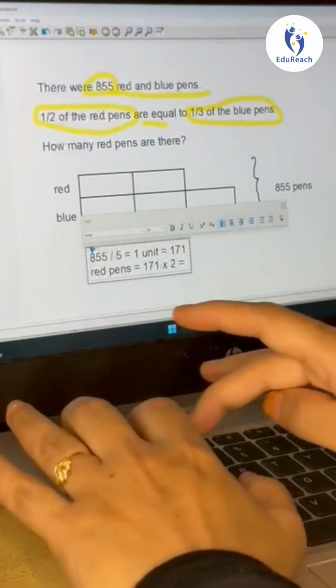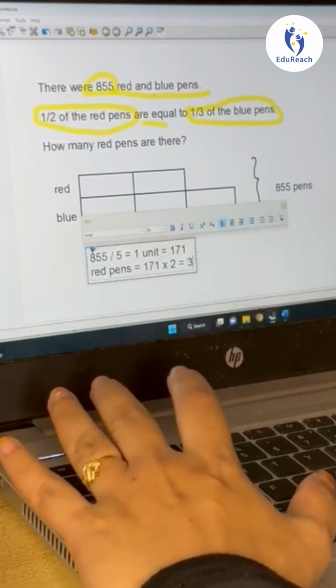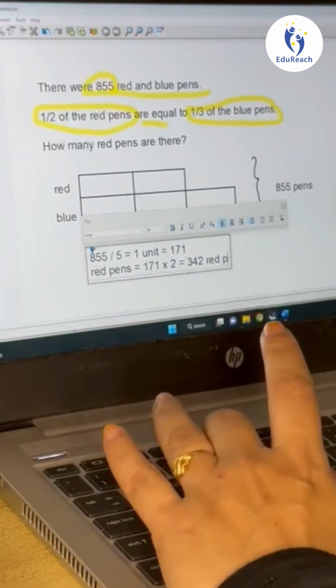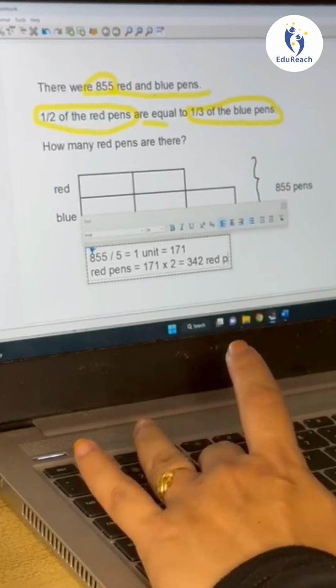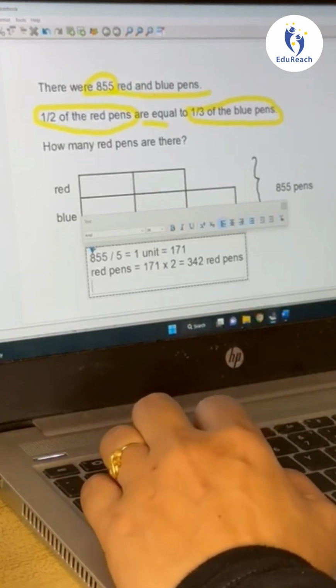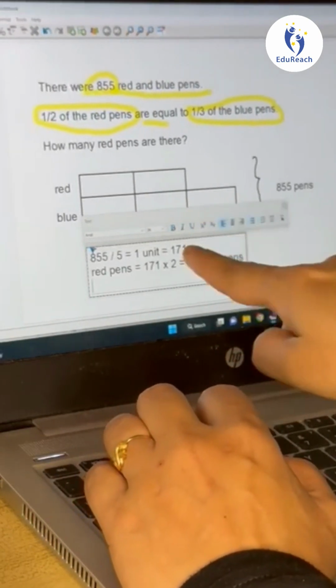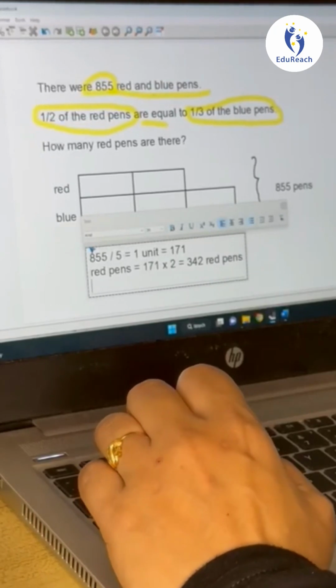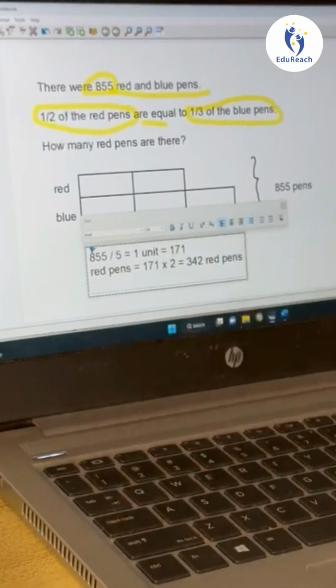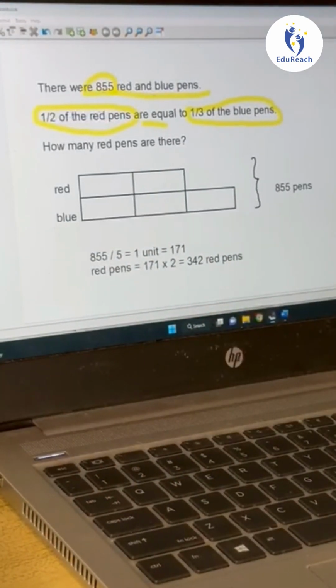So red pens is equal to 171 times 2. Yay! So there are 342 red pens. Sometimes the question will ask you how many blue pens there are, or what's the difference between red and blue pens. It's very easy, right? If the question asks for the difference, it's only 1 unit, you've got it, 171. If the question asks you how many blue pens, then it's 171 times 3. So it just depends on what the question asks, so we can be sure to answer correctly.